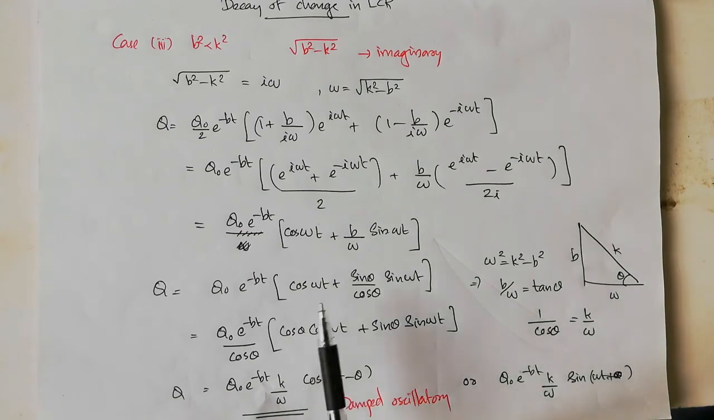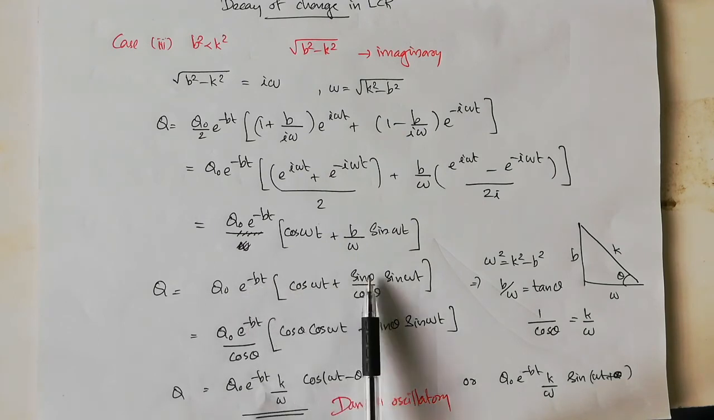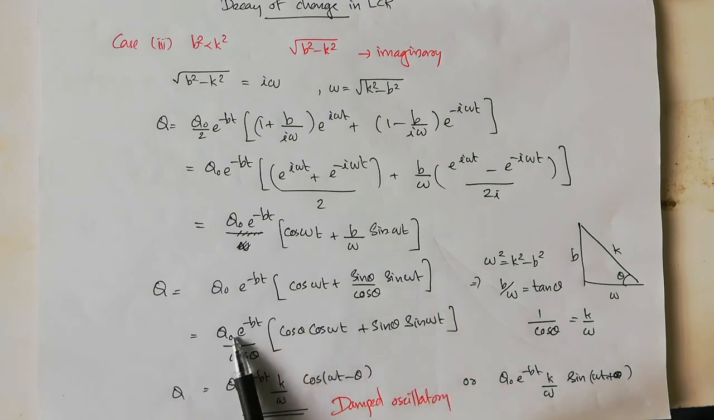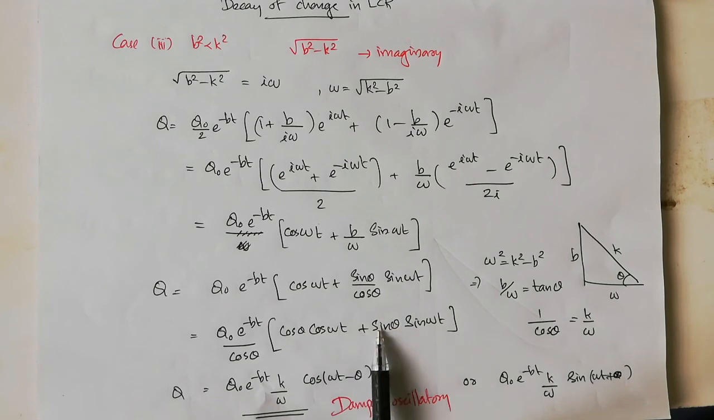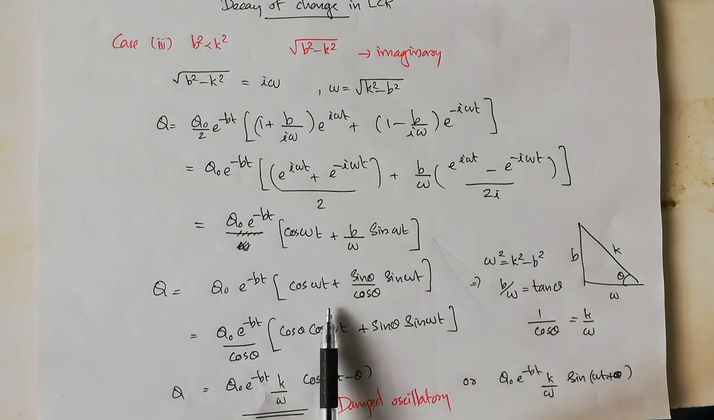So we can substitute here q0 e raised to minus bt into cos omega t plus sin theta by cos theta sin omega t, that is, q0 e raised to minus bt divided by cos theta into (cos theta cos omega t plus sin theta sin omega t) after taking LCM. So by substituting b by omega as tan theta, we got this.